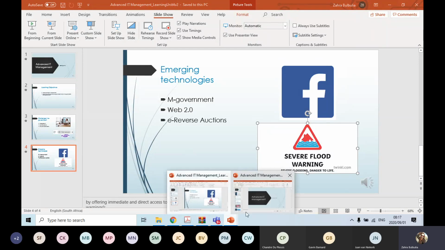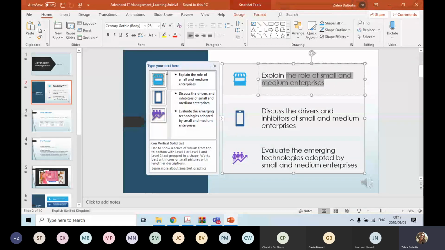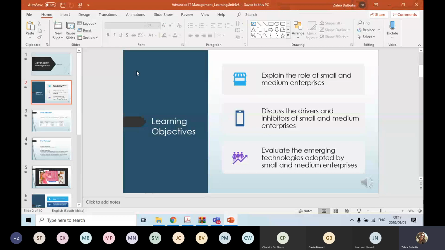We're going to move on a bit to small, medium enterprises. So what we're going to do is talk about the role of small, medium enterprises, or as they say, SMEs, because they're just so prevalent now. Pretty much most of your Instagram businesses that you see are SMEs. People in your class have SMEs, right? So we're going to look at the drivers and inhibitors of small medium enterprises. And also we're going to evaluate the emerging technologies adopted by small medium enterprises.